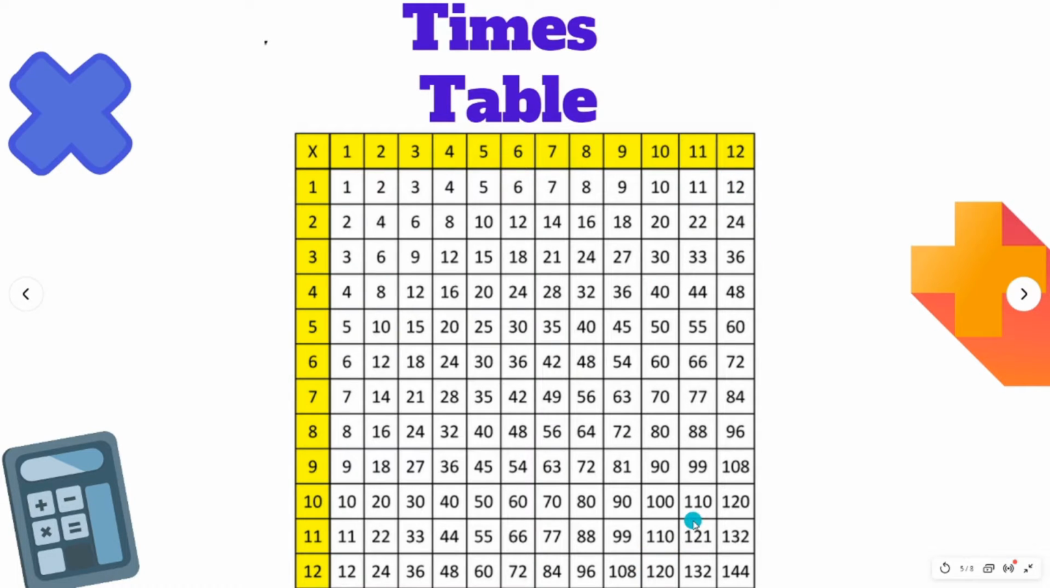Now the times table is pretty important because it's very useful to have these numbers memorized. So for example, instead of doing 12 and adding it 12 times, it's a lot easier to just remember 144.